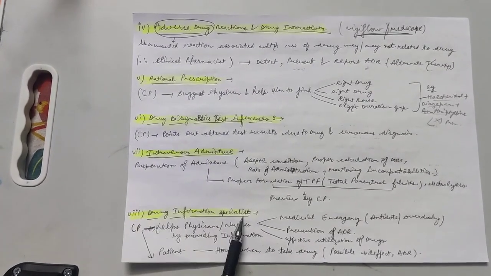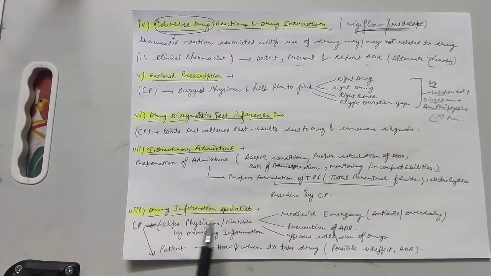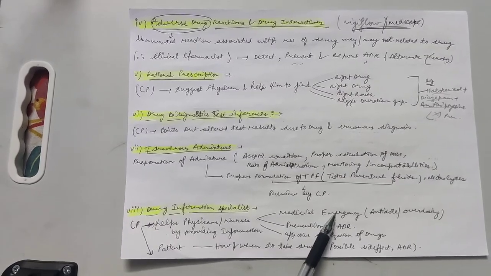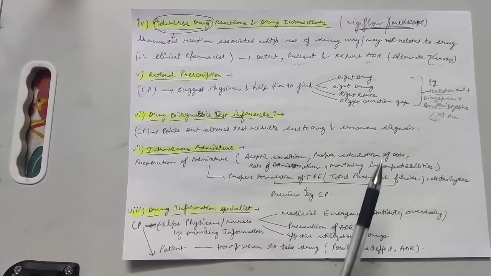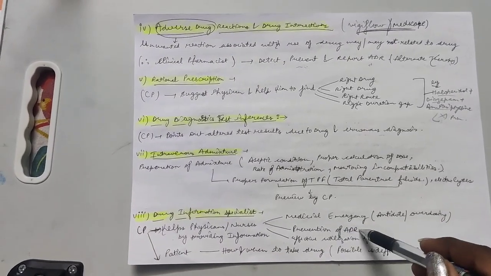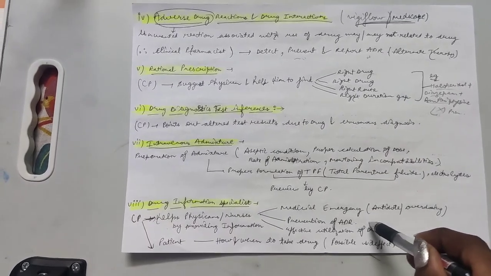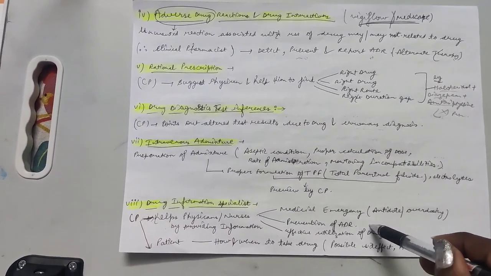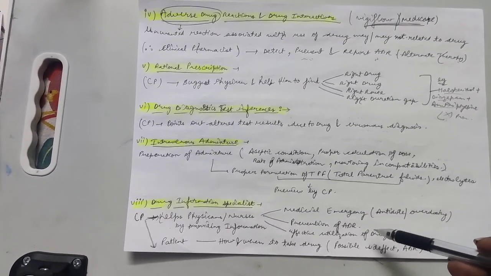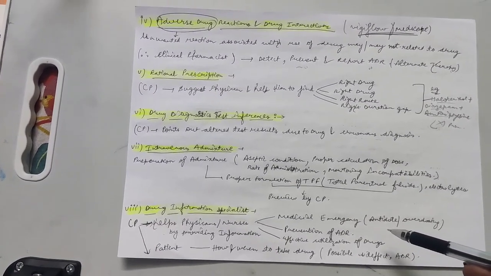8th, drug information specialist. The clinical pharmacist helps the physician and nurses by providing information about any medical emergencies, what antidotes are to be given to the patient if any overdosing is there, and how to correct it. Prevention of the ADR: the ADR is prevented by minimizing the dose, changing to an alternative route of the dose, using an alternate drug, or by giving anti-allergic drugs to prevent the ADR.